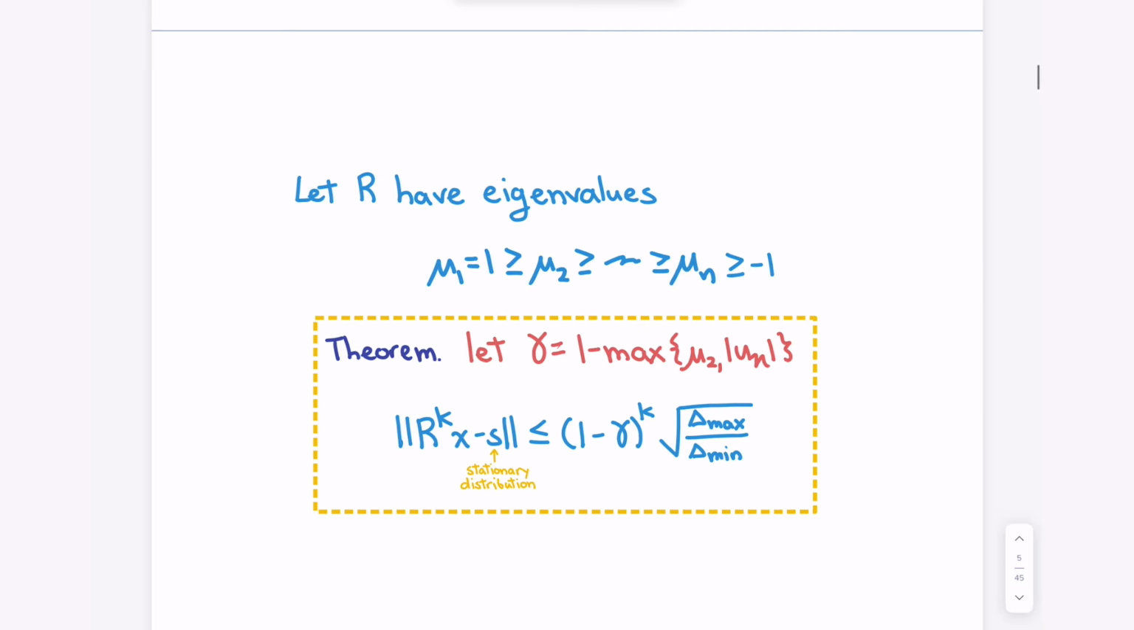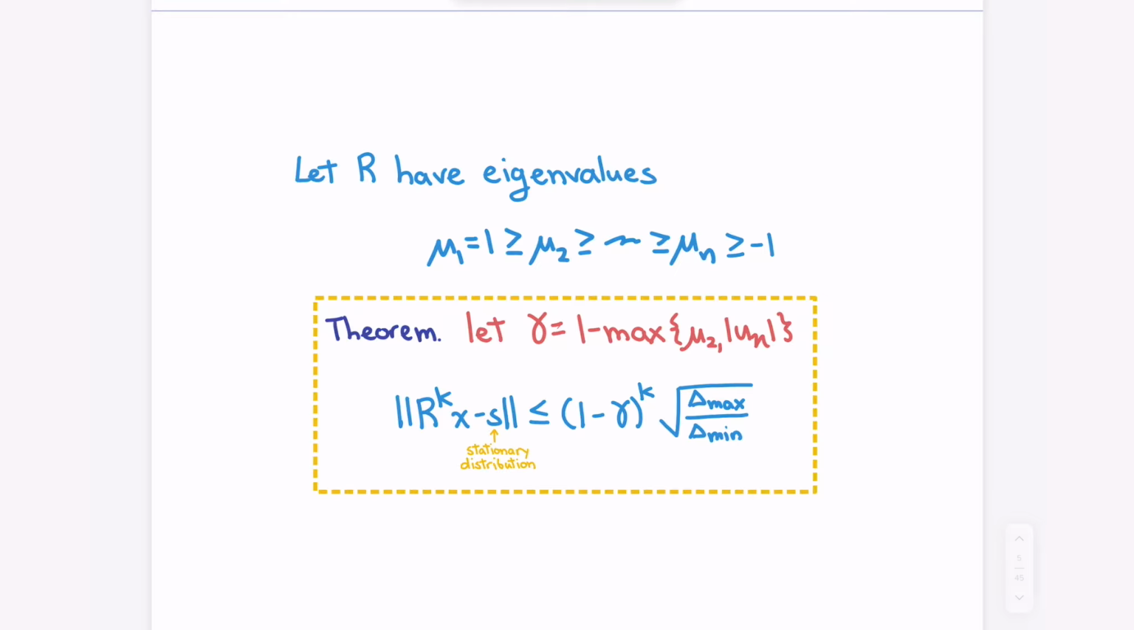Here then is that theorem. It's (1 minus gamma) to the k, which you can think of as e to the minus gamma k. Gamma is the difference in absolute value between that first eigenvalue of 1 and any of the other eigenvalues, which will always be attained by either the second eigenvalue or the most negative eigenvalue. Okay, so that's what we showed last time.